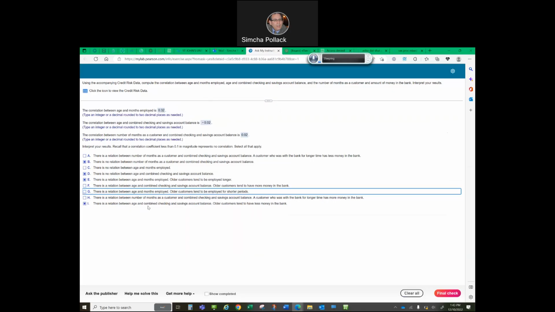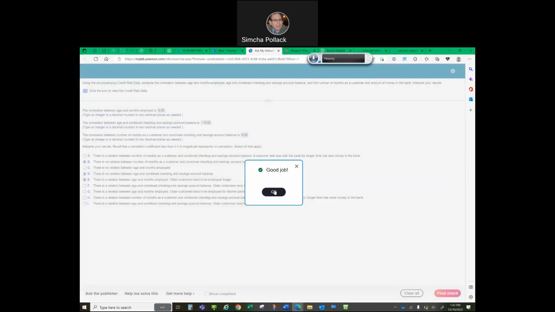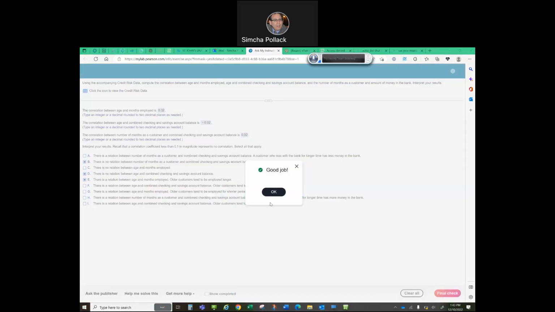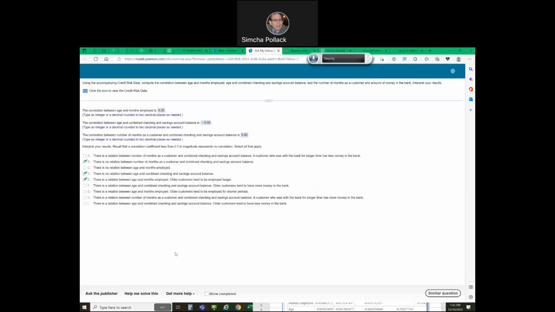There's a relation between age and combined checking and savings. That's not true either. So it seems to be these three. I wouldn't bet my life on it, but let's try it. Hey, I did get it right. Well, PhD helps. Okay, so we're done here, I believe. Is there any more? No, we're done.